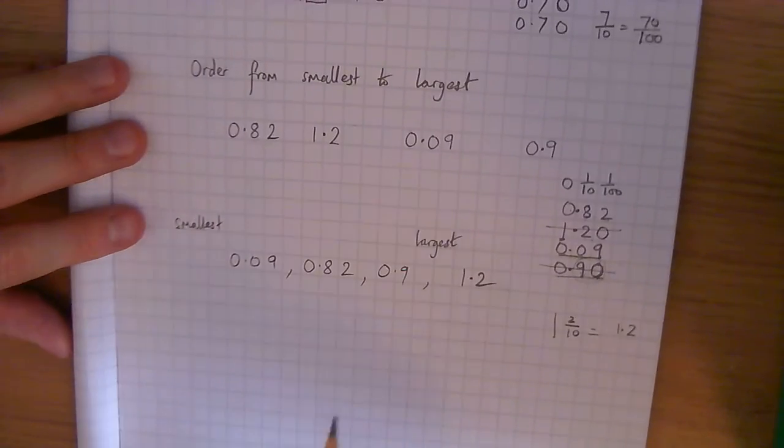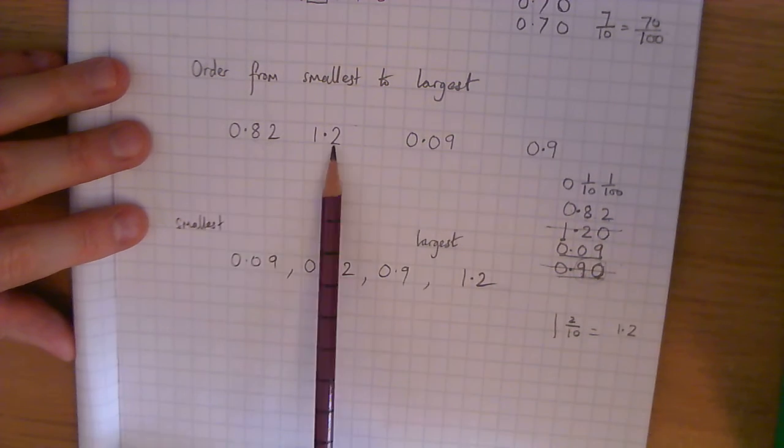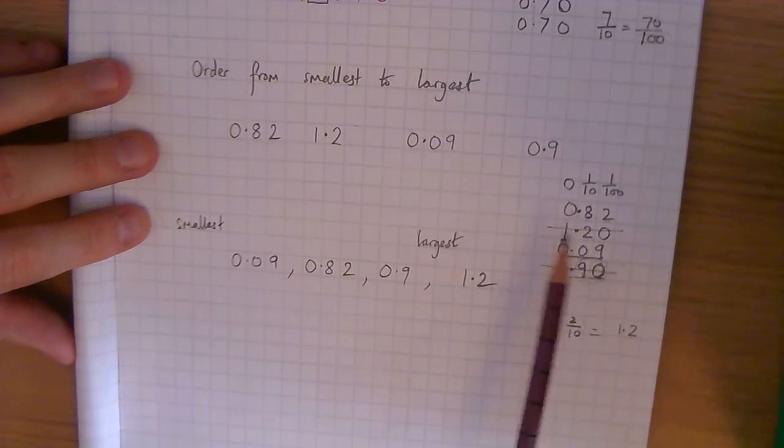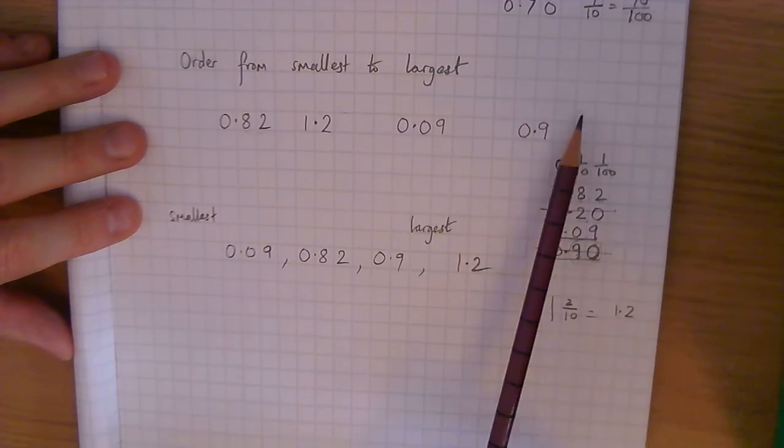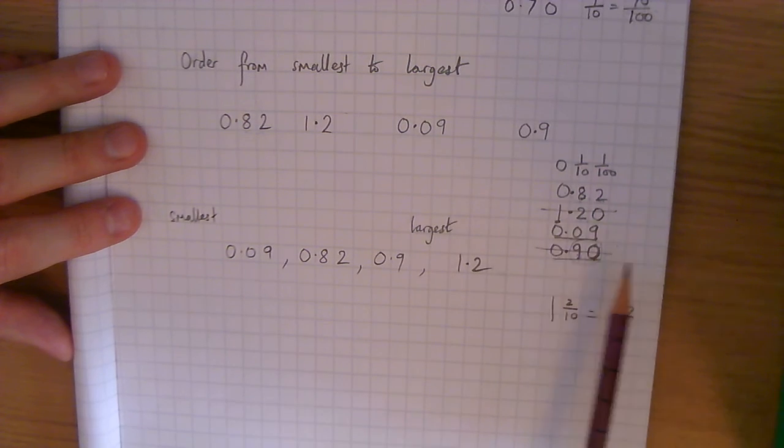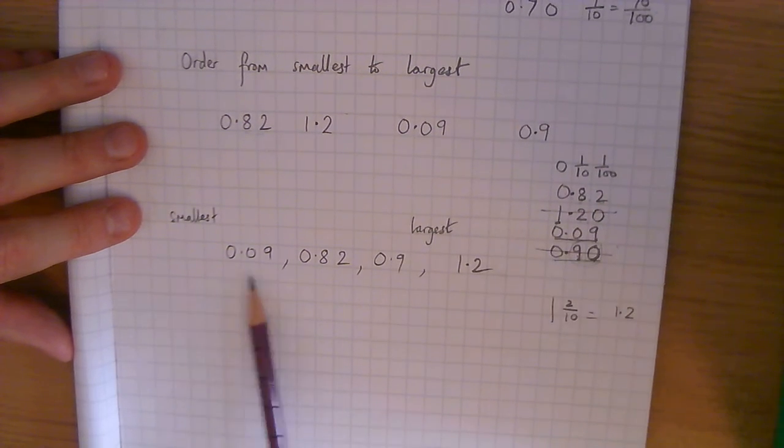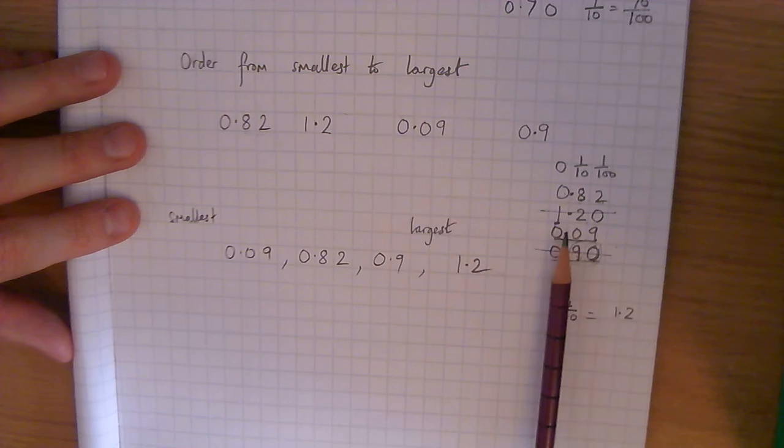Then we looked at, finally here, ordering lots of numbers. Remember that exactly the same process. Write out the numbers, line up the decimal point, put in the missing zeros, and then it's easy to compare them doing the same method.